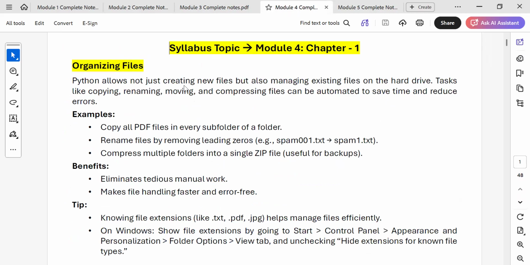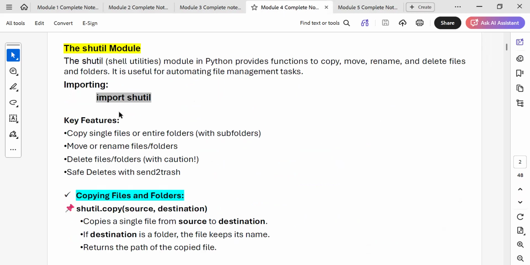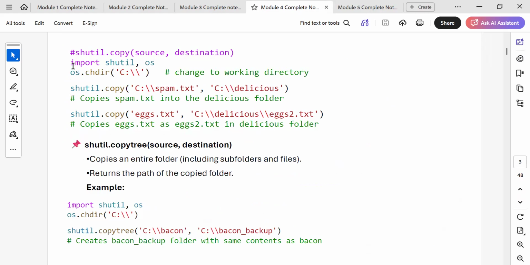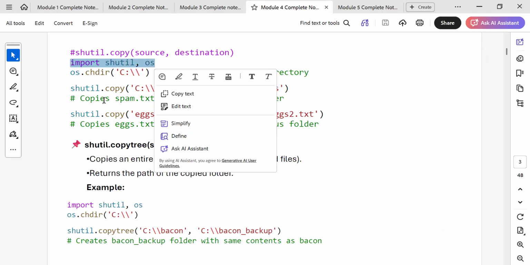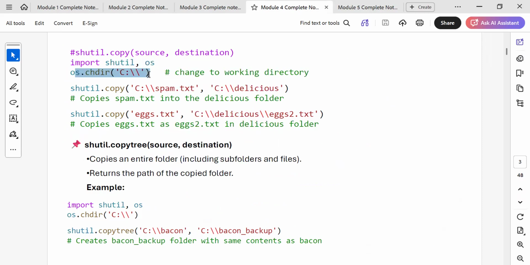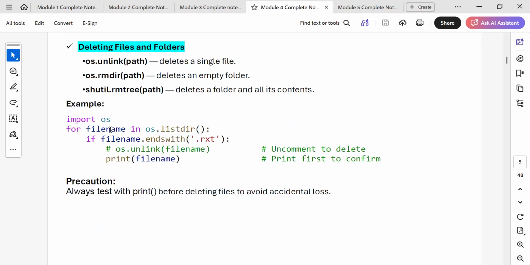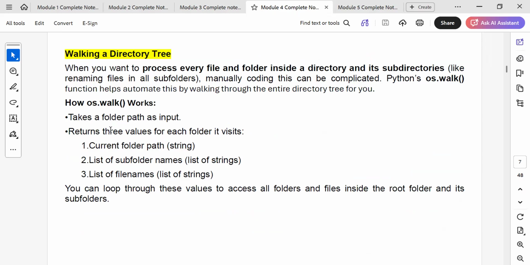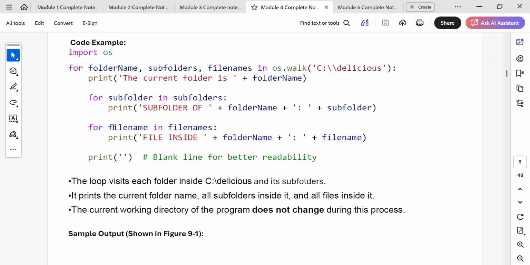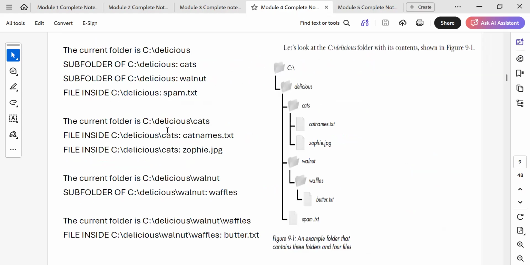Now the fourth module is all about organizing files. Organizing files means the shutil module. Please read what is the shutil module, what are the key features, what is the syntax, how to apply it, and whenever you're writing the program, if applicable, import the modules. Use the inbuilt methods to apply the logic related to the topic. Walking a directory tree: here you will use the os.walk method. So please practice it. Wherever applicable, apply the diagrams also.